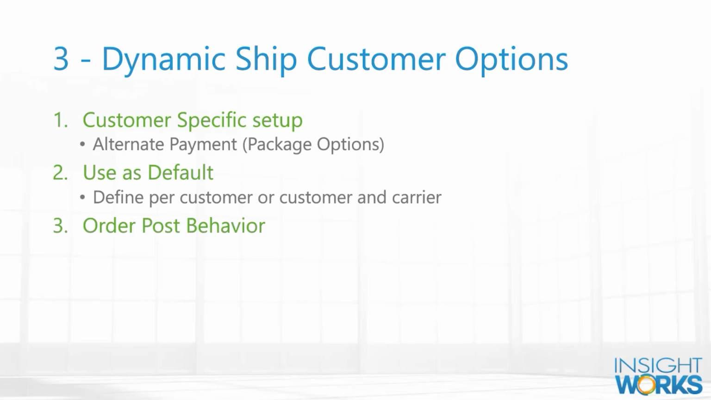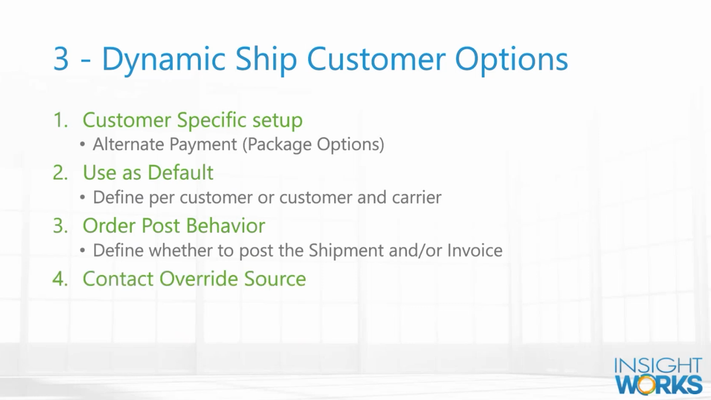We're also going to look at the order post behavior. So you can define whether strictly just the shipment is posted per customer, or if the shipment and the invoice are posted per customer. And the contact override source, where you can actually update some of that based on specific preferences of your customer.